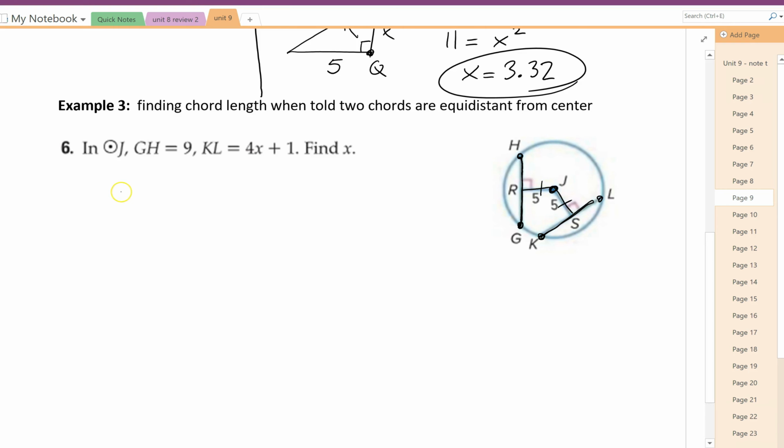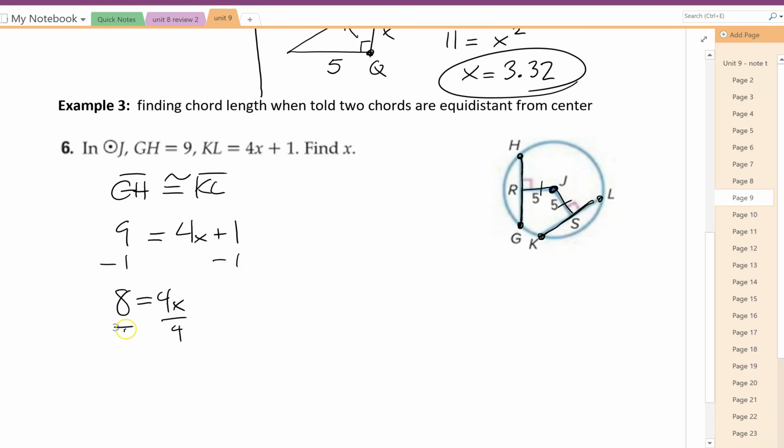In other words, GH is going to be congruent to KL because the two chords represented by these symbols over here are the same distance from the center of the circle. So GH is 9, KL is 4x plus 1. Subtract 1 from both sides, I would get 8 equals 4x. Divide both sides by 4, and x would equal 2.